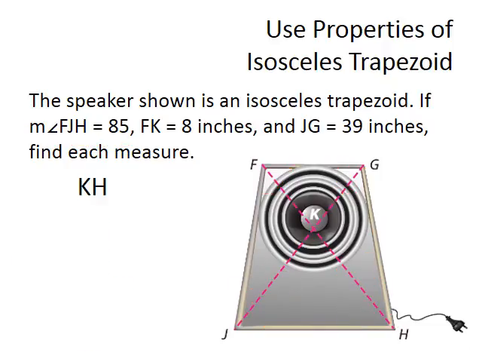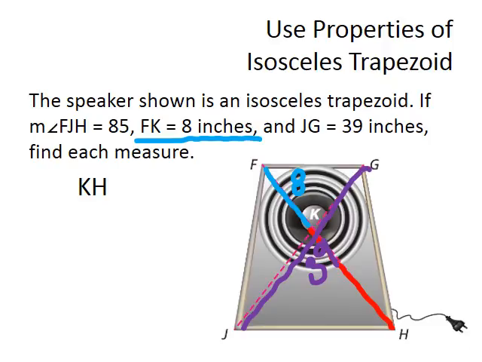All right, another example with the same trapezoid. Now we want to find the length of KH, which is part of the diagonal. So we need to look at our given information and see, okay, what do I know about the diagonals so far? We're told FK is 8 inches, so this part right here is 8 inches. And JG, which is the whole other diagonal, altogether is 39 inches. And we want to find the other part of the other diagonal, KH.